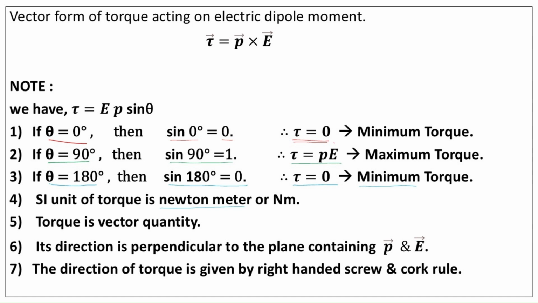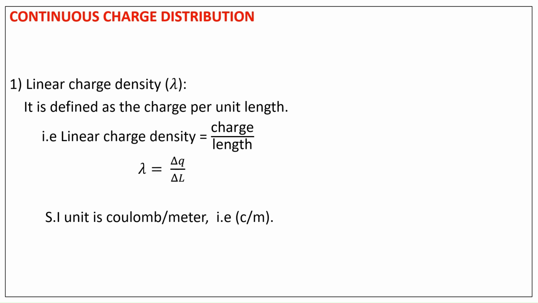Next, continuous charge distribution. 1. Linear charge density, denoted by lambda. It is defined as the charge per unit length. That is, linear charge density is equal to charge by length. That is, lambda is equal to delta Q by delta L. SI unit is Coulomb per meter.